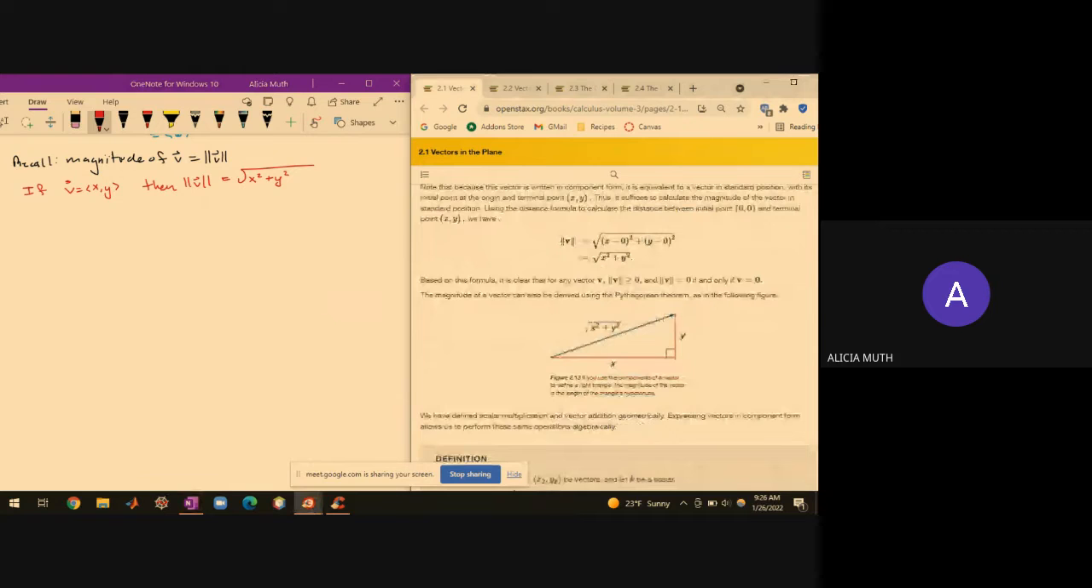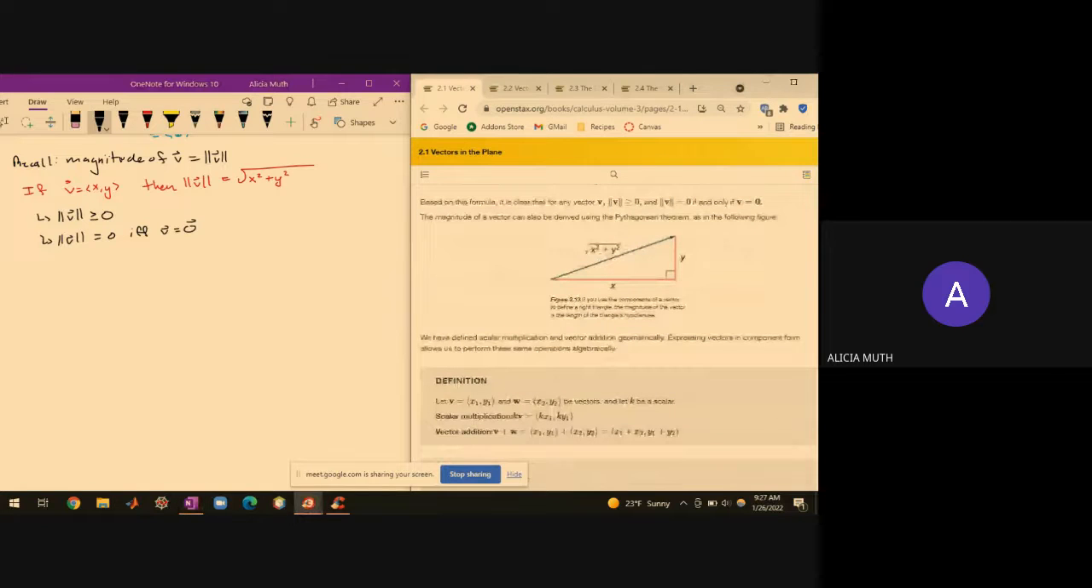So based on this formula, it's clear for any vector that its magnitude is going to be non-negative, and it equals 0 if and only if our vector V is the 0 vector. These are just some of our properties. We're calculating the square root, so we're forcing it to be positive. I'm using that IFF, and that just means if and only if. So the magnitude of the vector can be derived using the Pythagorean theorem, as you see right here.